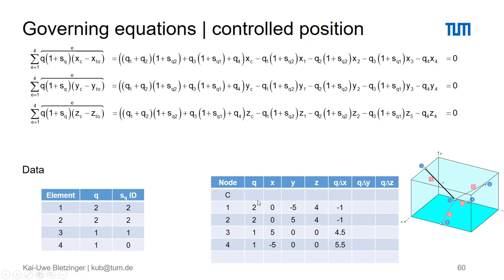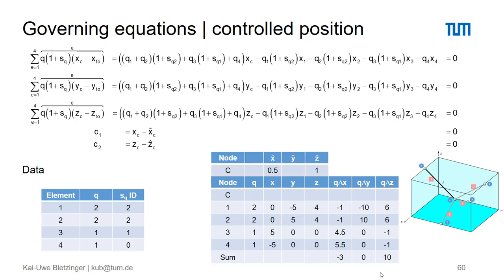So the multiplication of the initial basic force density with the coordinate differences of element 1, 2, 3, and 4, as well as the product of the respective basic force density with the y coordinate differences and the z coordinate differences. You see it here, here, and that means again summing up these columns and setting up the system of equations, and we'll be able to solve for the coordinates of node c.